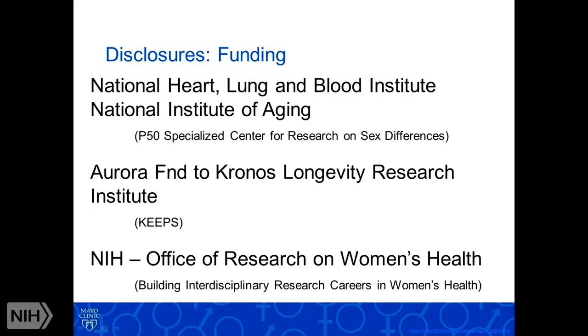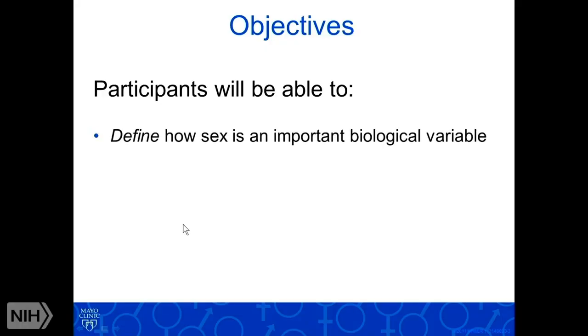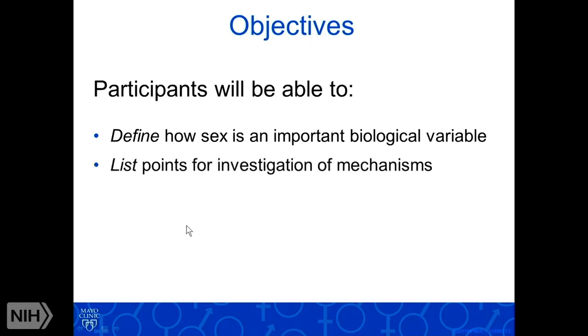So here are my disclosures in terms of funding, and thank you very much to the National Institutes of Health who are keeping us going. I have three very simple objectives in this 15-minute talk today. First, to define how sex is an important biological variable. Second, to list some points of investigation of mechanisms into sex differences. And finally, to paint the big picture. As I go through these today, I think you're going to see some repetitions and themes. Already, I'm hearing the same kinds of words and concepts, and I think you'll hear that through the rest of the presentations today.